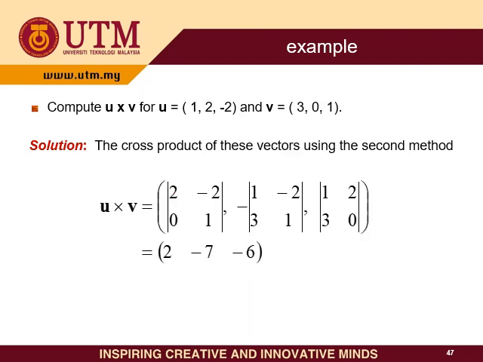Next, this example asks you to compute the cross product of u and v. The cross product here using the second way, using 2 by 2 determinants. So if you do AD minus BC here for each of these matrices, then you will get your answer 2, negative 7, and negative 6.